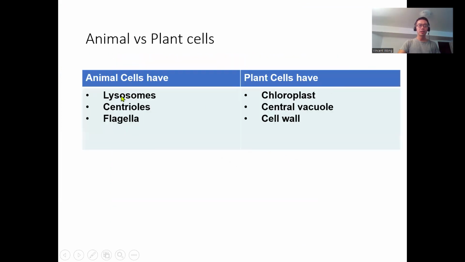So here is a list of things that are found in animal cells only: lysosome, centrioles, and flagella. And these are things that are only found in plants: chloroplast for photosynthesis, central vacuole for storing water, nutrients, sometimes pigment and poison, and cell wall to provide structural support and prevent it from bursting, right?